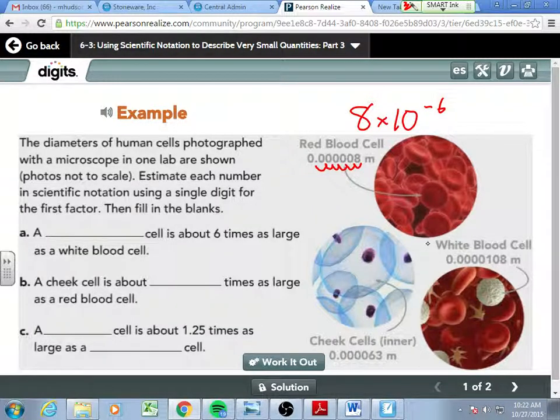Now if I write white blood cells, I'm going to change the color here. We're going to have, now what's the first number that I use? It comes before the times 10.